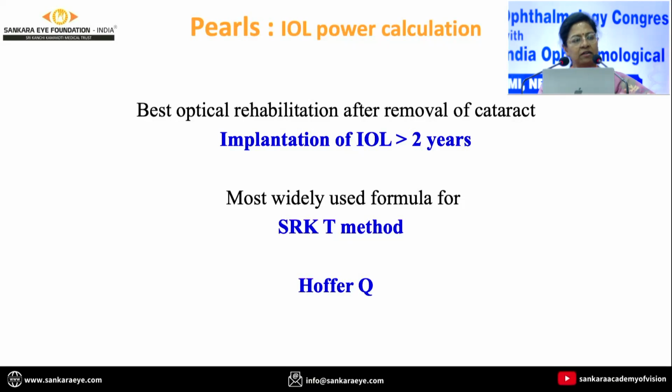Now coming to another important parameter, the IOL power calculation, which I'll be talking about. The best way to rehabilitate these children after removal of cataract is implanting an IOL, but nevertheless it's not possible all the time, especially if it's associated with anterior segment dysgenesis, small corneas and small eyes, and less than 2 years. So the most widely used formula is SRK/T, however the best one would be Barrett Universal II.